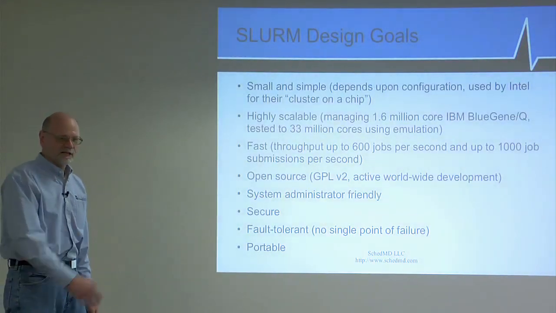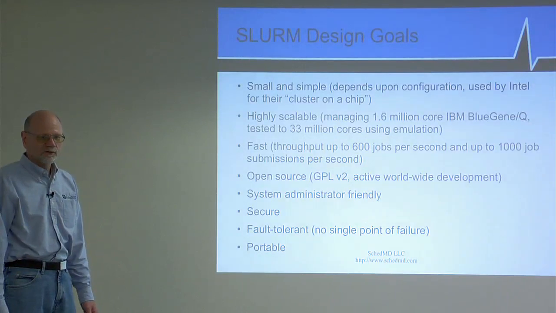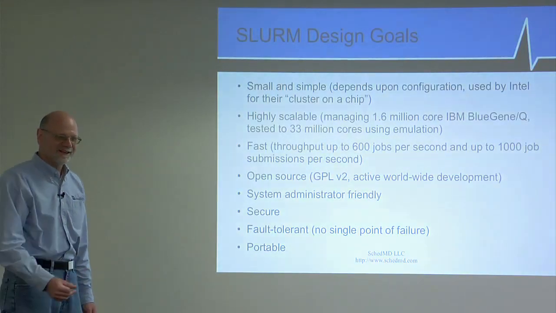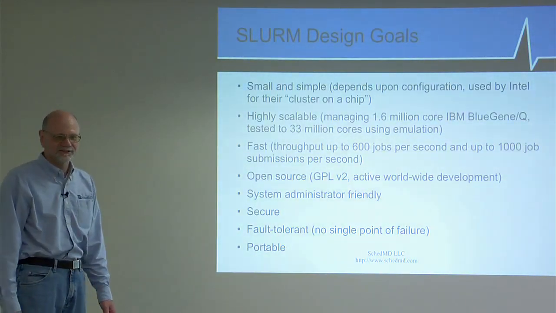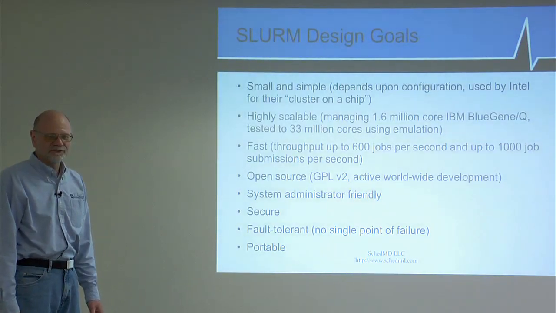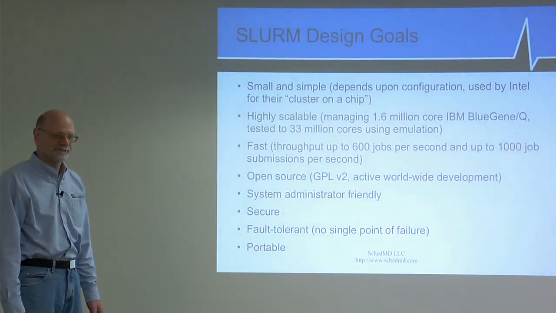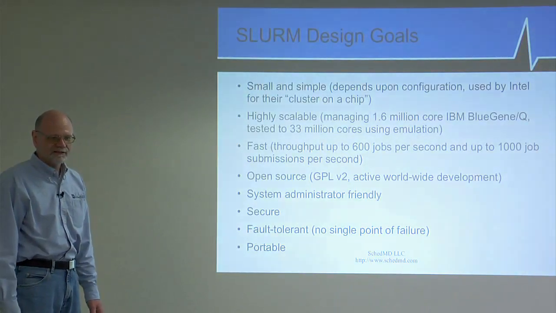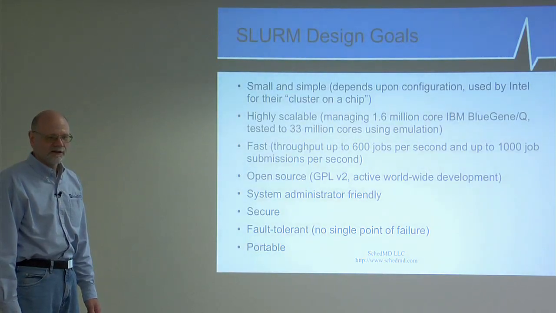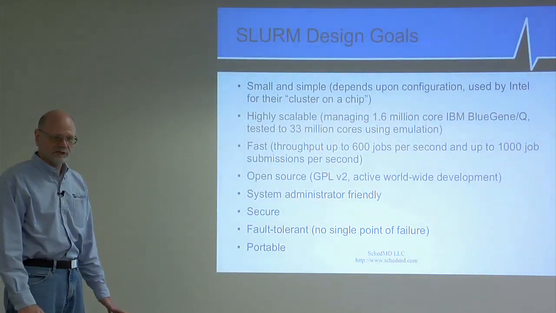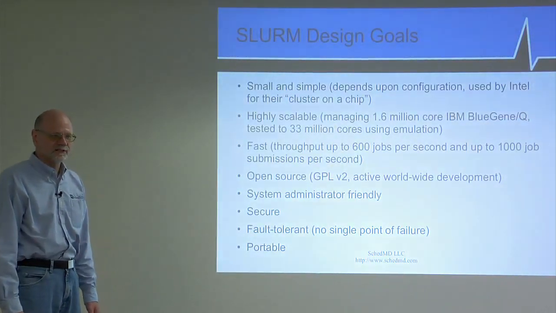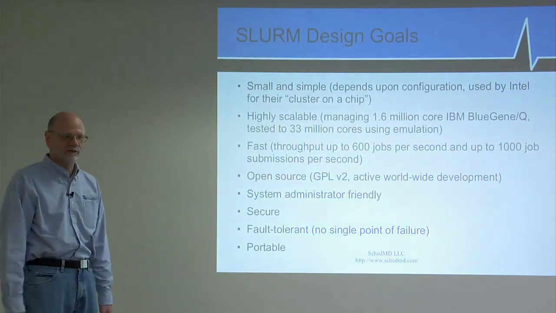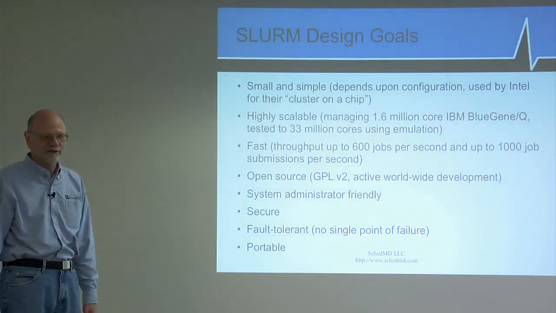At the other extreme, Sequoia, which is not number one anymore, but number 2 on the top 500 list. It's a Blue Gene Q at Lawrence Livermore Lab, which is about 35 miles from here. That has 1.6 million cores, and we're using Slurm on that as the job scheduler. It's not working with Moab or anything else. Slurm's doing everything on there.